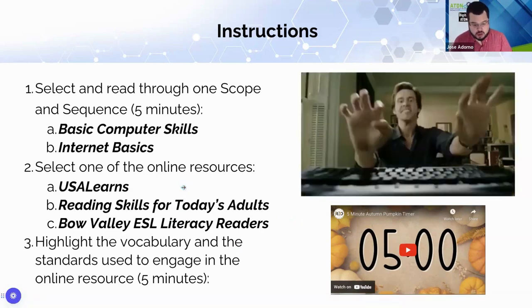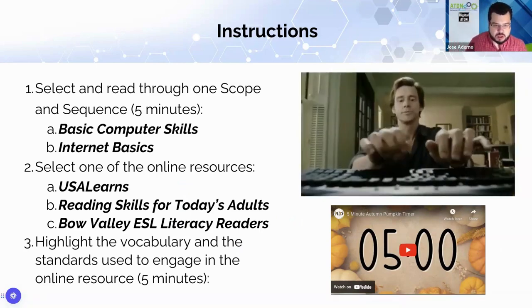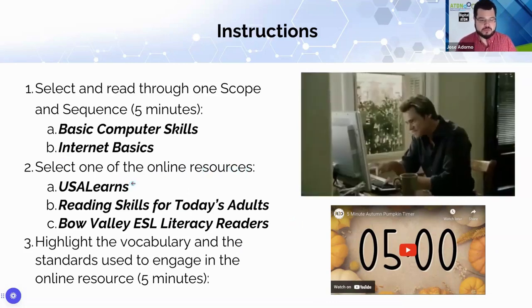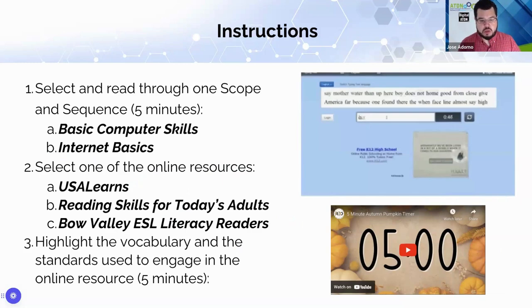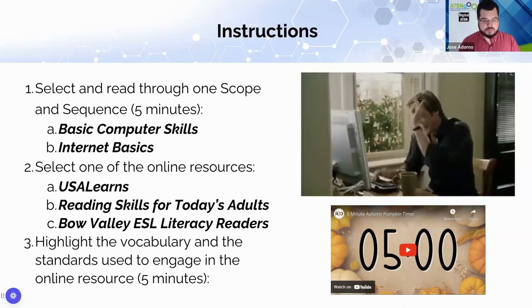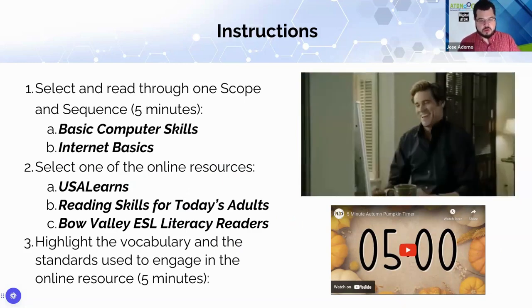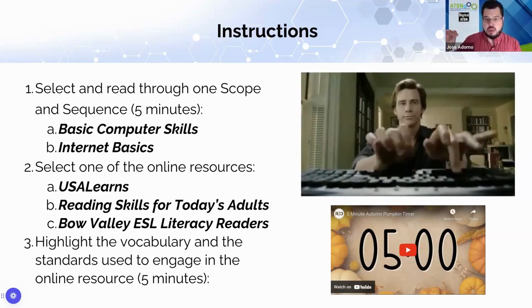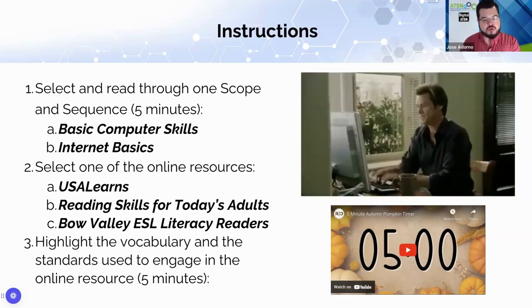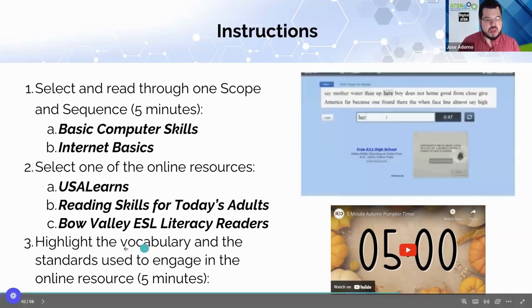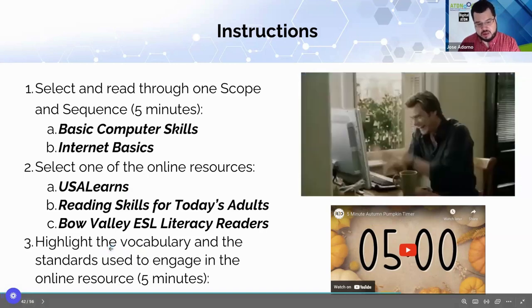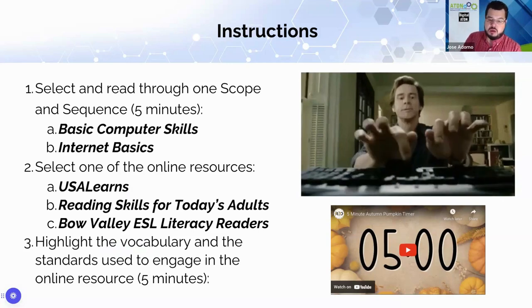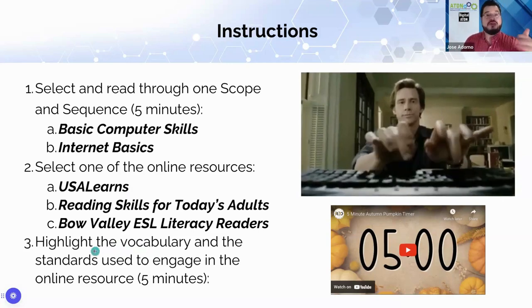After those 5 minutes are up, I'll give you a cue, and then you're gonna select one of the following resources. You'll have USA Learns, Reading Skills for Today's Adults, and Bow Valley ESL literacy reader. So there's a document where you select one and you'll have an example to go through each one. And then what you're going to do for that is that you're going to highlight the vocabulary and the standards used to engage with the online resource.